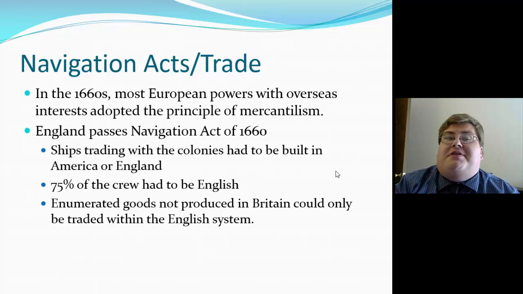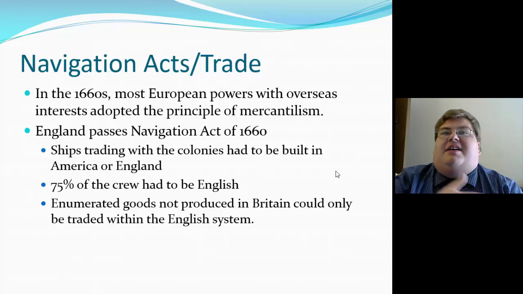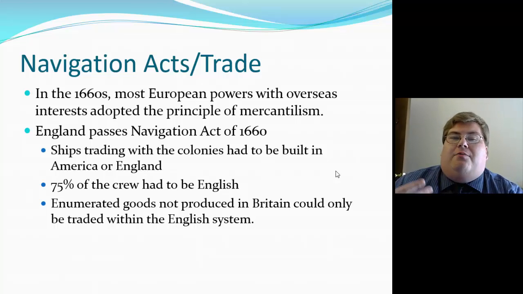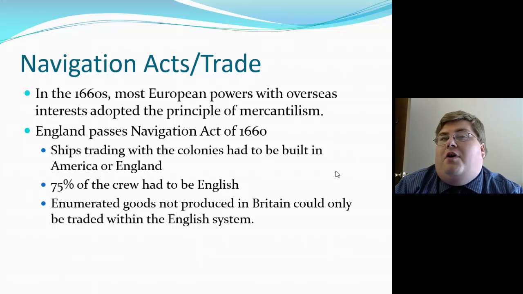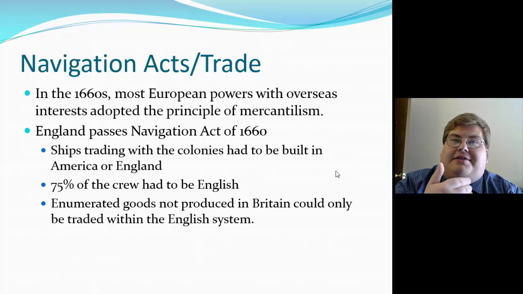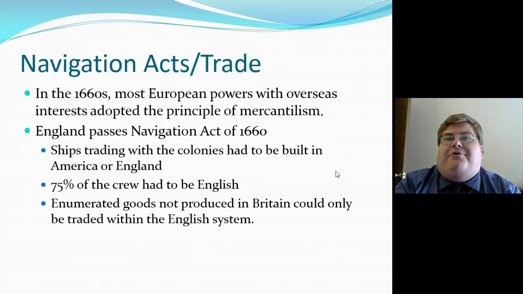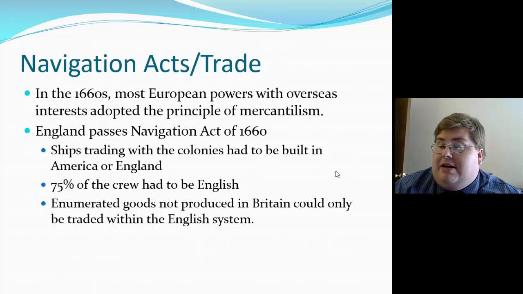And what it says is that ships that trade with the English colonies had to be built in either America or England. So a Spanish ship, say, cannot go and trade with America. A French ship, a Dutch ship, none of these people can trade with America. Well, what if an American-made ship goes and sells to the Dutch? Well, they decide to say that 75% of the crew have to also be English-born. And so what that means is the ship has to be built by Britain. It has to be crewed by British people or American people.